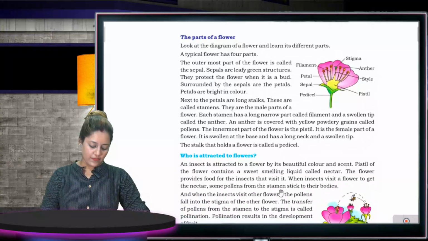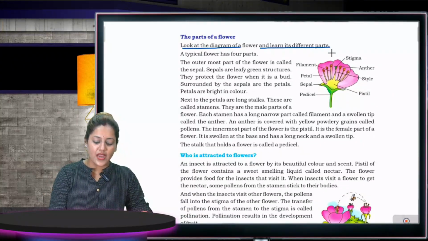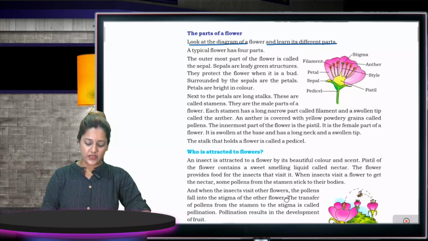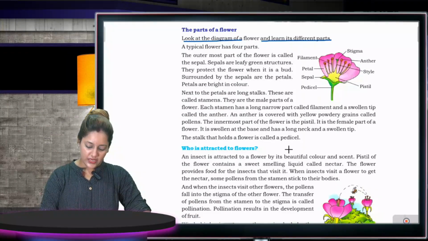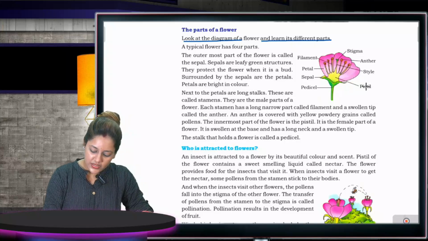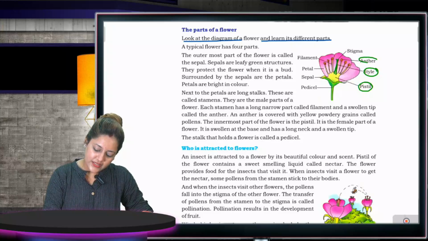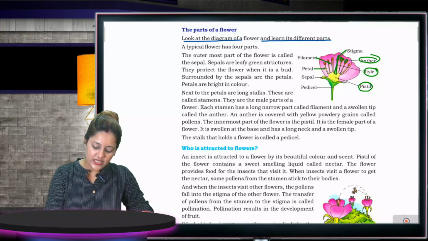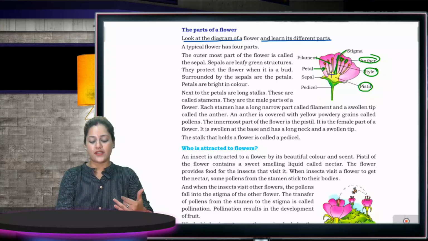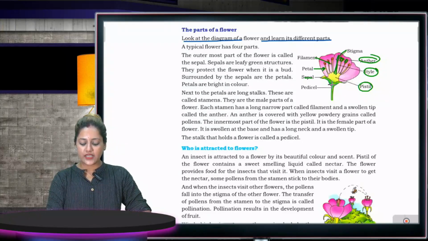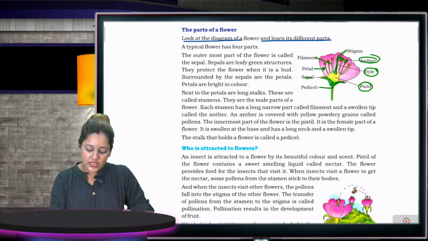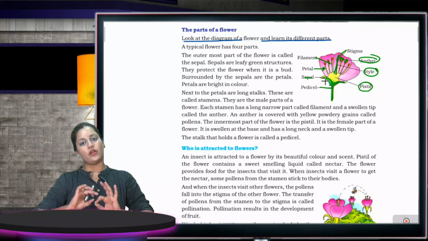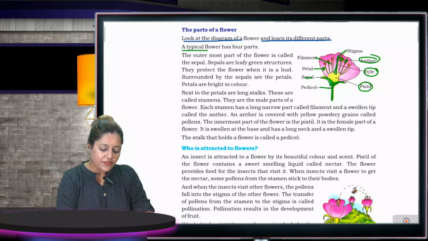Next, the parts of a flower. Look at the diagram of a flower and learn its different parts. So first of all, let's see the diagram. First one, as you have seen, this is the pistil. Next is your style, the ovary. Next is anther, and this one is stigma. This one is your filament, on which anthers are attached, and these are the petals that have different and bright colors. Next is your sepal, these are the green leaves, and this is the pedicel, from which the flower joins the plant. A typical flower has 4 parts.